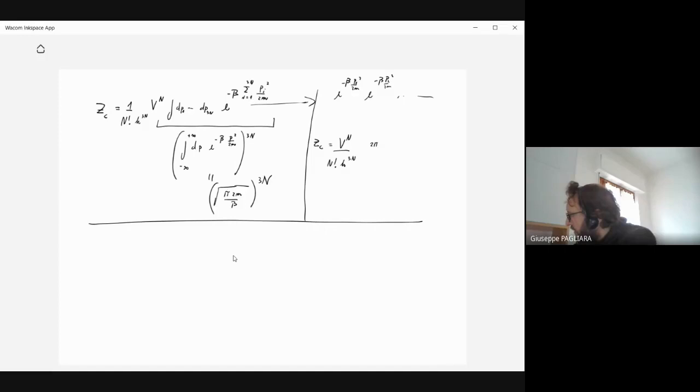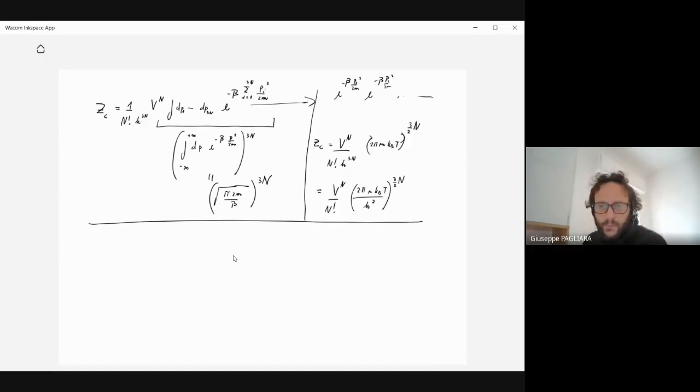So (2 pi m kBT) to the power of 3/2 N. Okay, which is also equal to V to the power of N over N factorial, and here I can write (2 pi m kBT divided by h squared) to the power of 3/2 N. That should be correct.